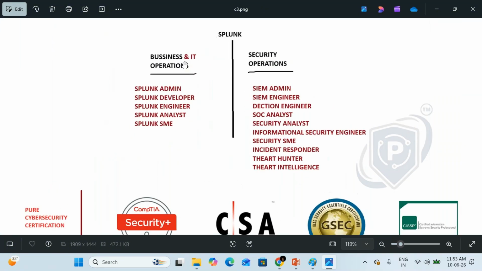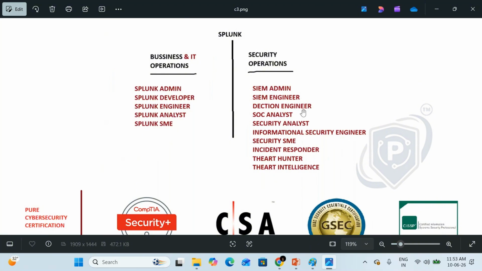So Splunk business and IT operations roles: Splunk admin, Splunk developer, Splunk engineer, Splunk analyst, Splunk SME. For security operations: SIEM admin, SIEM engineer, detection engineer, SOC analyst, security analyst, information security engineer, security SME, incident responder, threat hunter, threat intelligence. These are the roles actually.